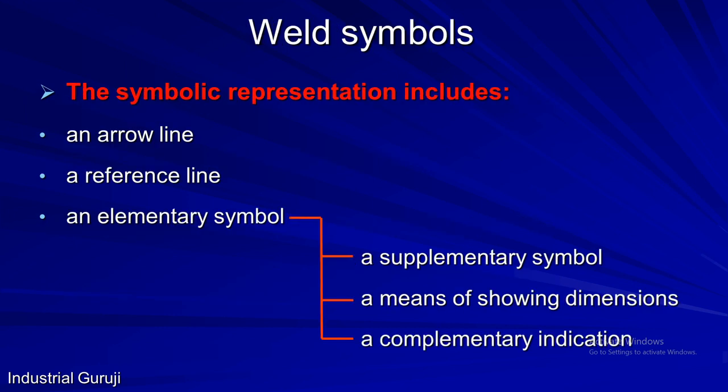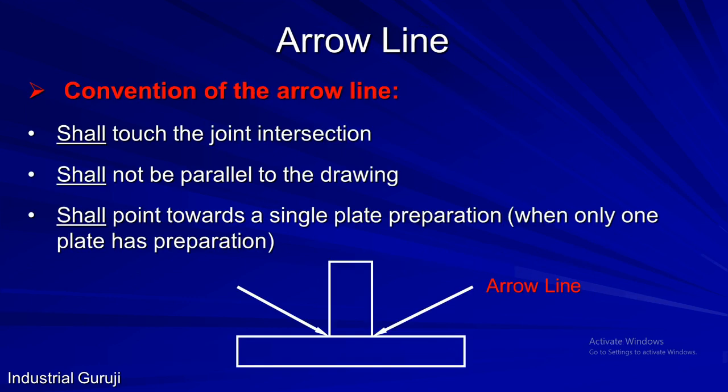The symbolic representation is composed of an arrow line, a reference line, and an elementary symbol. Further, this elementary symbol includes a supplementary symbol, a means of showing dimensions, and a complementary indication. Now, we will see these terms one by one. The first one is the arrow line. In a symbol, the arrow line points to the location on the drawing where the weld is required.